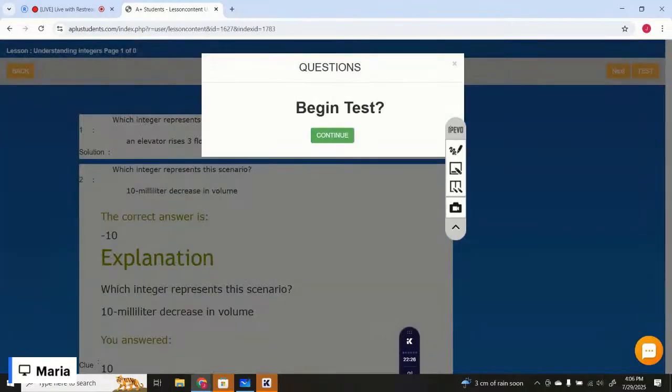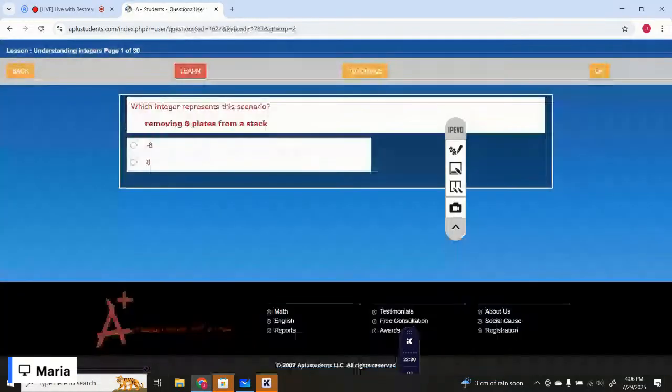Let's just start with the test questions. Which integer represents the scenario? Removing 8 plates from a stack. So removing means loss, right? Losses are usually represented by negative numbers. So that would be negative 8. Option number 1 is the correct option. Negative 8 it is.